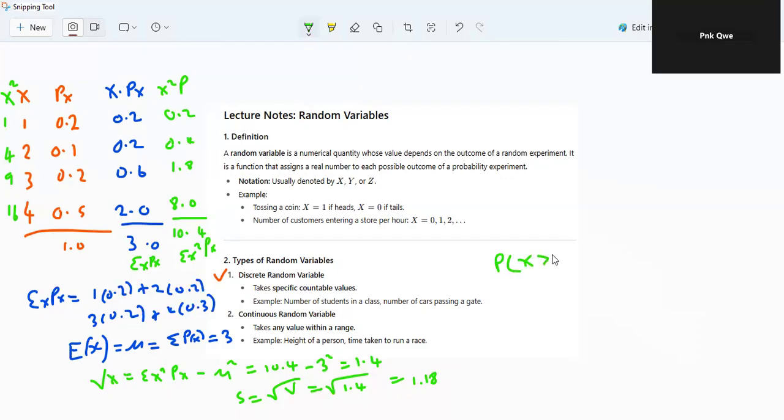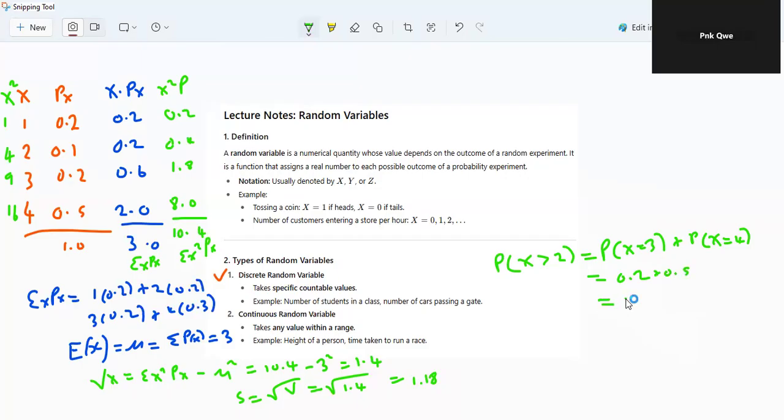Then we go to the other parameters, probability. If you say x is greater than 2, which values are greater than 2 here? Probability of x equal to 3 and probability of x equal to 4. What is the probability of x equal to 3? So to find the probability that x is more than 2, starting from 3 and 4, that's 0.2 plus 0.5. What do we get there? 0.7.